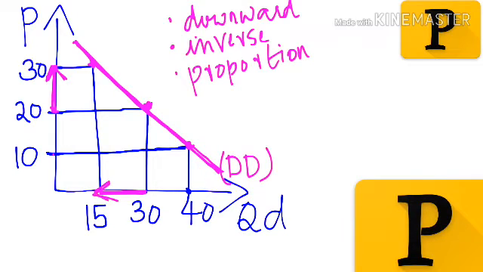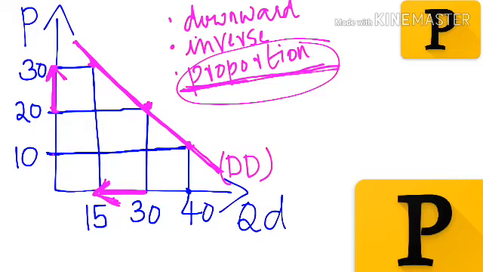So here we understand that the proportion of change in price and the proportion of change in quantity demanded is not the same. We will discuss this concept in detail when we learn about elasticity, that is price elasticity of demand. When we learn price elasticity of demand, we will discuss this concept elaborately.